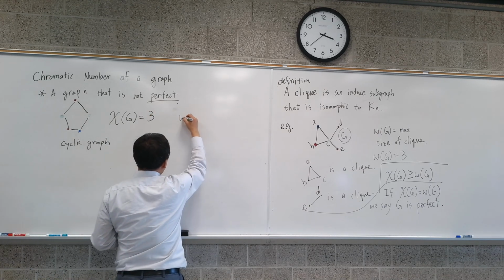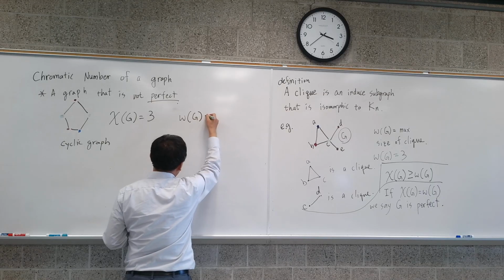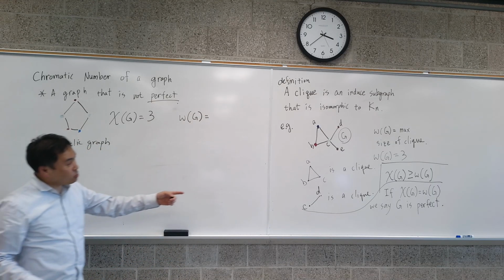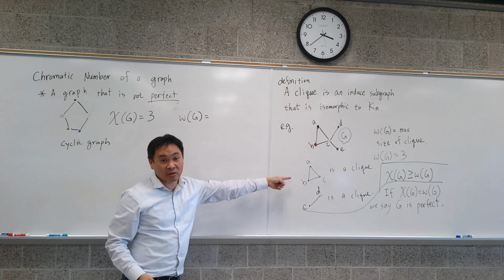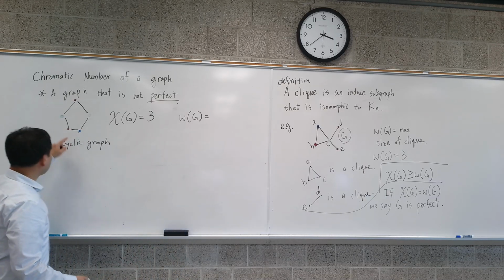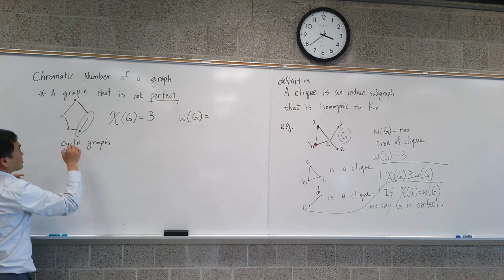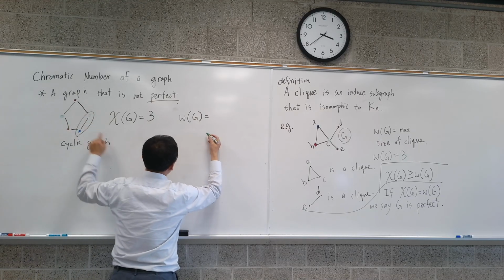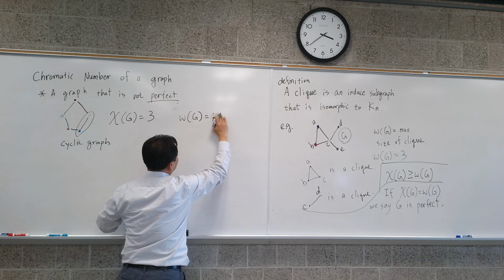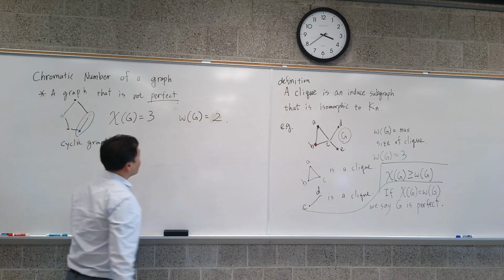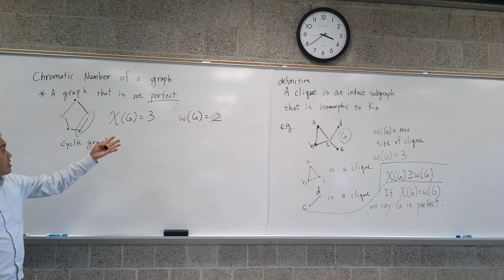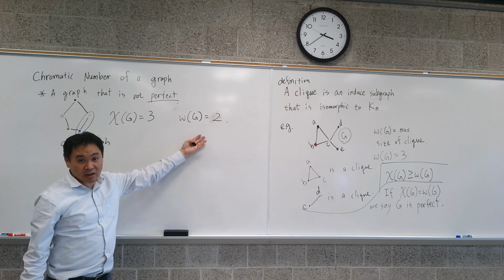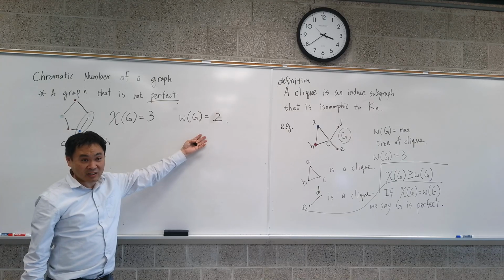Now, what about the maximal clique? Well, I don't see any K3 here, right? In this graph, I don't see a K3. So the maximal thing that you can see is something like this. So this is a clique, that's a clique. So omega of G, at most you see just K2, which is 2. So as you can see, in this case, you have bigger chromatic number than the maximum size of the clique.